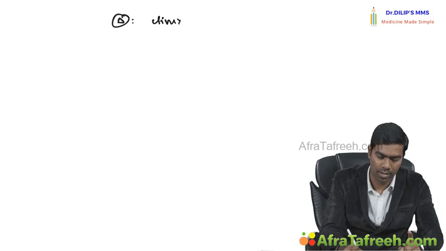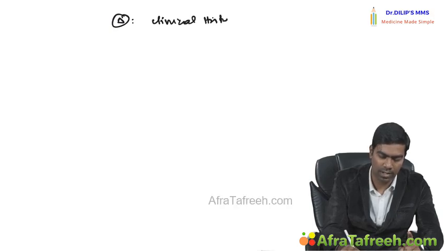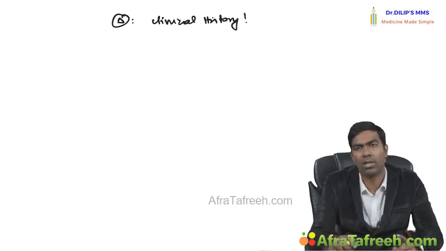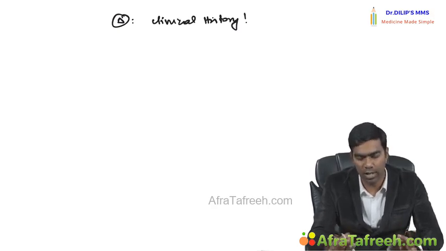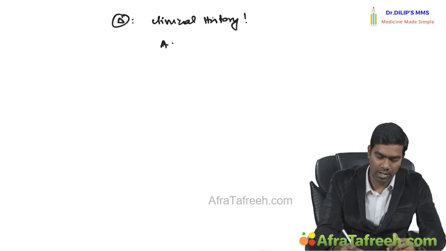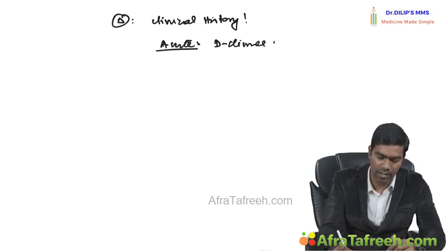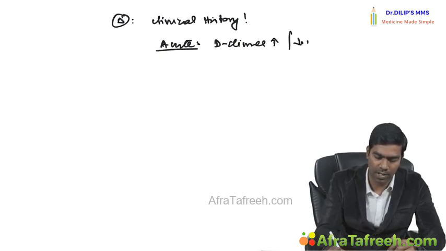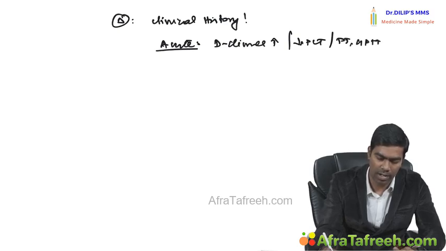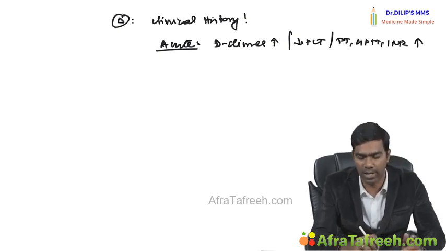So that's about the diagnostics. The moment you want to diagnose a DIC, the first thing you have to know is the clinical history, which means DIC is always secondary. There will be a definitive underlying cause of a DIC, so you have to know that for sure. Second, if it's an acute DIC, definitely D-dimer will be elevated, your platelets will be low, and your PT, APTT, INR, all these clotting factor investigations will be abnormal, deranged, elevated.